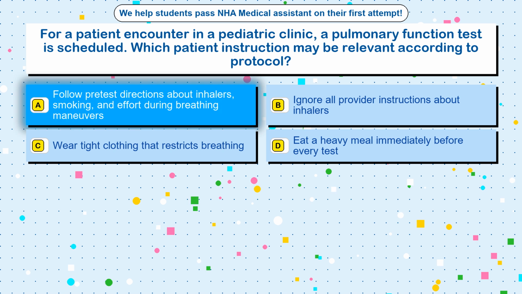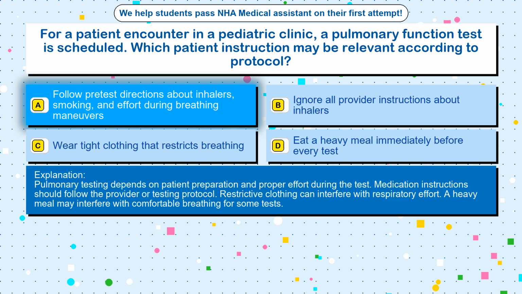The correct answer is option A. Follow pre-test directions about inhalers, smoking, and effort during breathing maneuvers. Pulmonary testing depends on patient preparation and proper effort during the test. Medication instructions should follow the provider or testing protocol. Restrictive clothing can interfere with respiratory effort. A heavy meal may interfere with comfortable breathing for some tests.